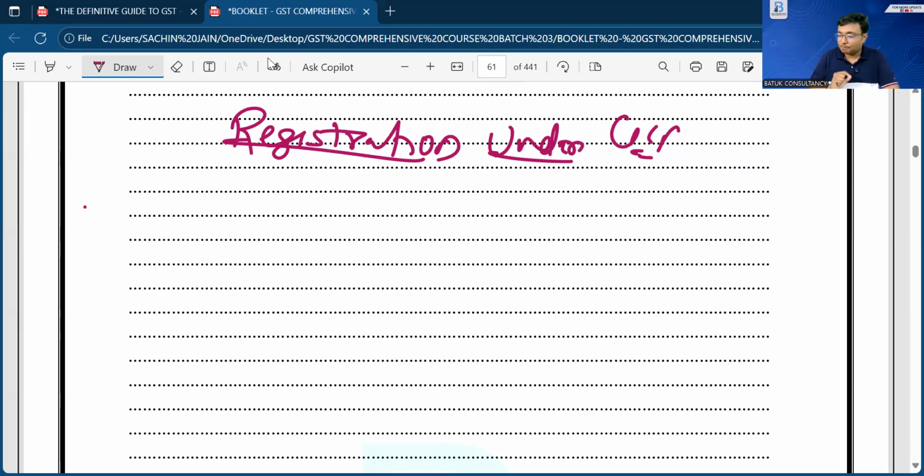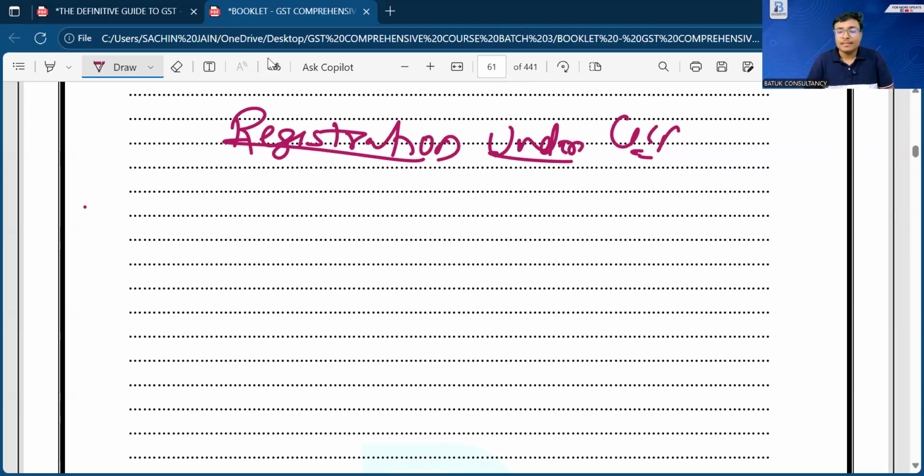So for taking the GST registration, we have the GSTN common portal. Just as if you want to create an account on Instagram or Facebook, there is a dashboard and we have to create our login credentials, the same concept is applicable in GST as well. If you want to take the GST registration, you have to apply through the GSTN common portal.